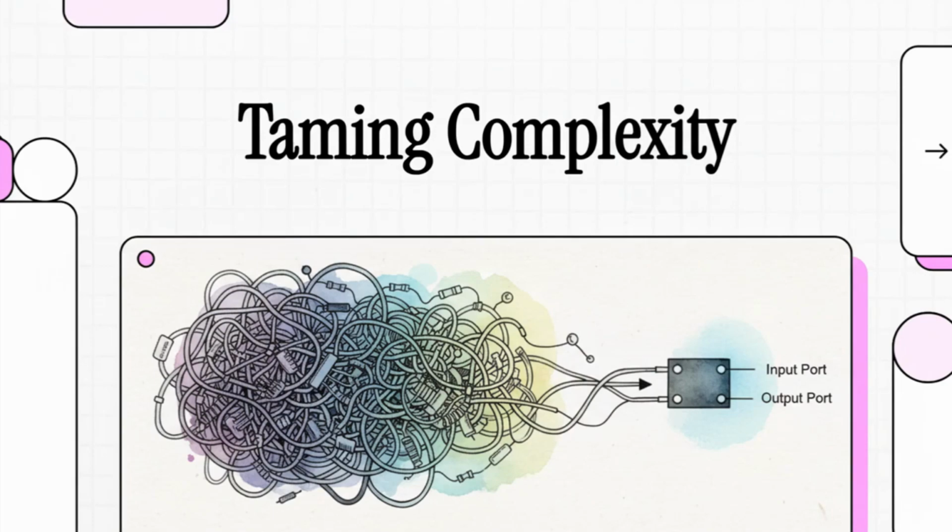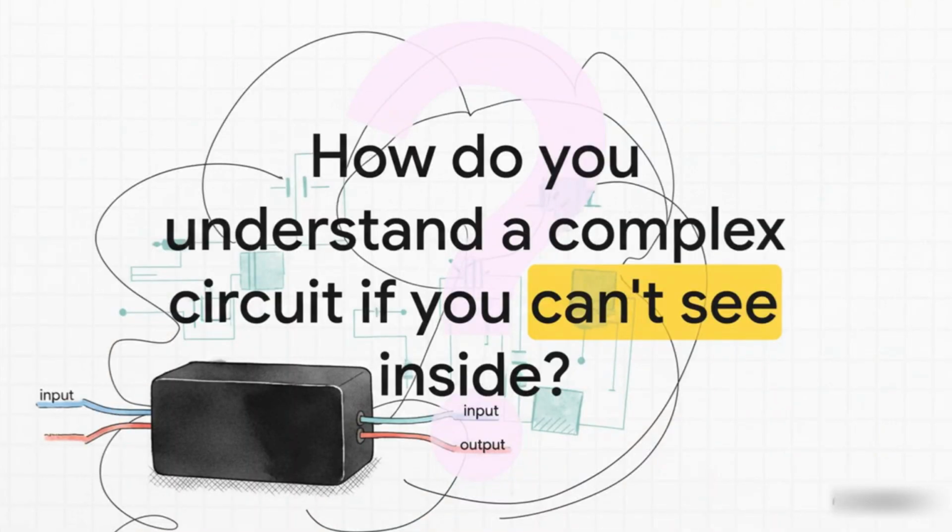When you look at a complex electronic circuit, it can just be a tangled mess of components, right? A total web. But what if there was a way to figure out what a circuit does without getting totally lost in how it does it? Well, today we're going to dig into a really powerful technique for taming that exact complexity. Let's jump in.